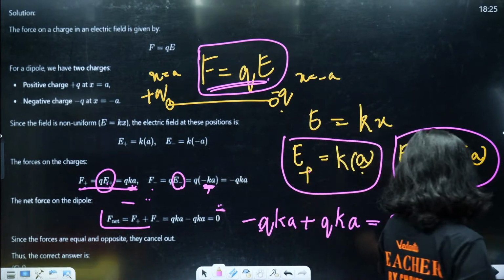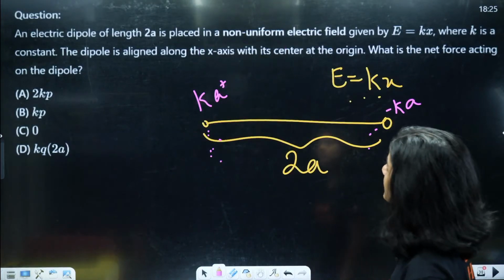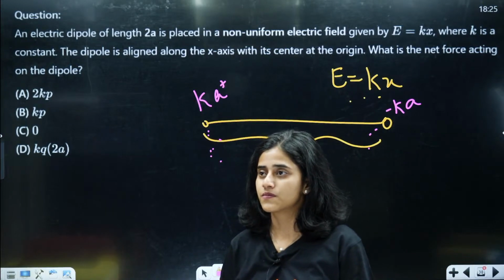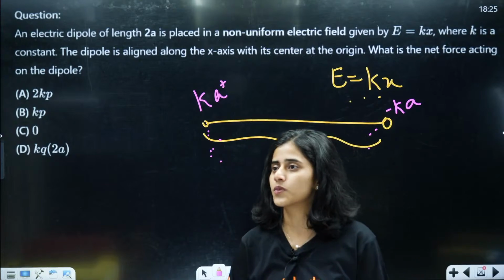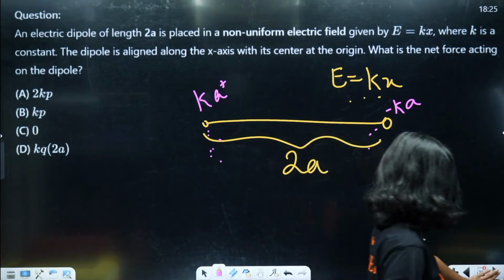Prajwal asks, why do I have to always assume it's plus Q and minus Q? That's because it's a dipole. Yes, so many thumbs up. Okay, so let's move on to the next question.